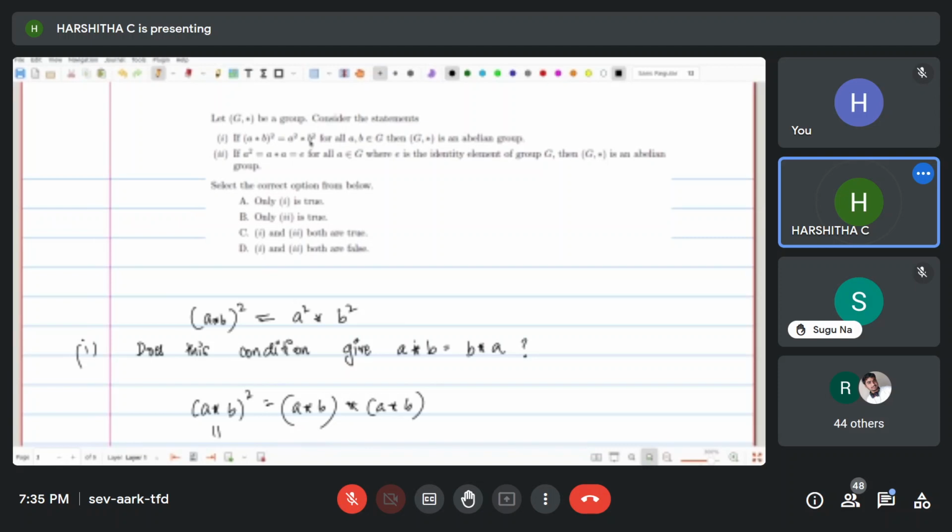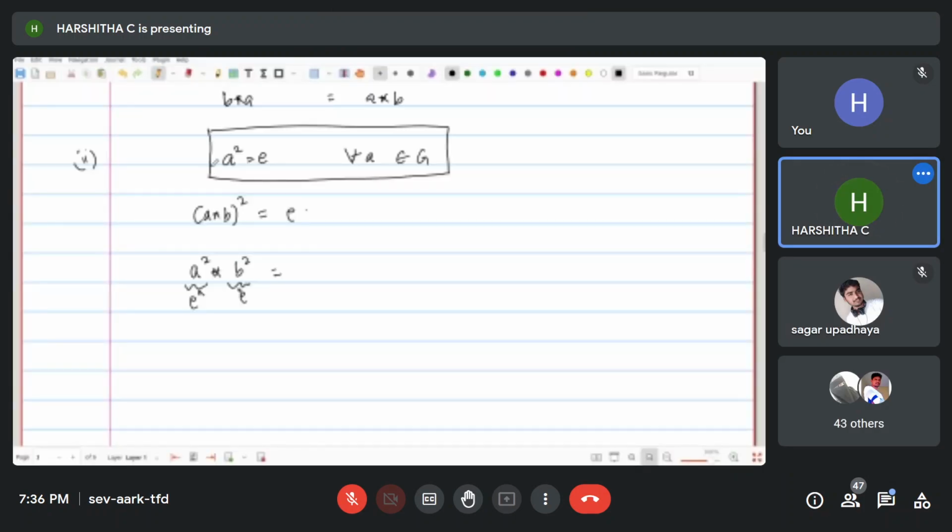And what is A square star B square? This is equal to identity, by this condition. So this is also equal to identity. So both of these give (A star B) the whole square equal to A square star B square for every A and B in G. And now part 1 tells us that G is abelian.